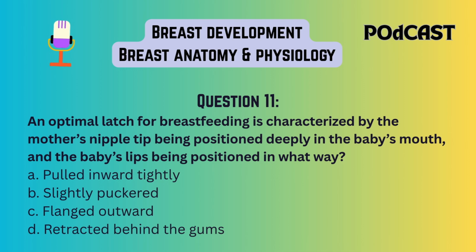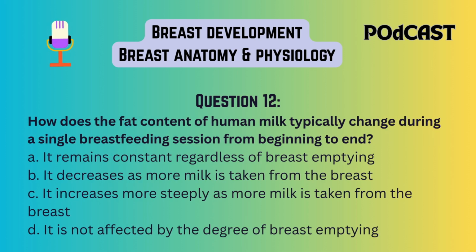Think fish lips. This indicates a wide gape and a good seal on the areola, preventing nipple compression. Lips pulled in, A, puckered, B, or retracted, D, are all signs of a potentially shallow or problematic latch. Question 12. How does the fat content of human milk typically change throughout a single breastfeeding session from beginning to end? A, it remains constant regardless of breast emptying.